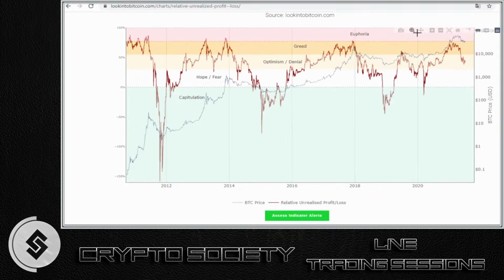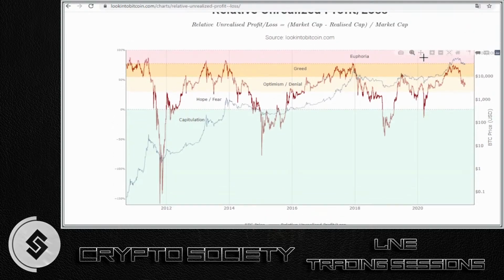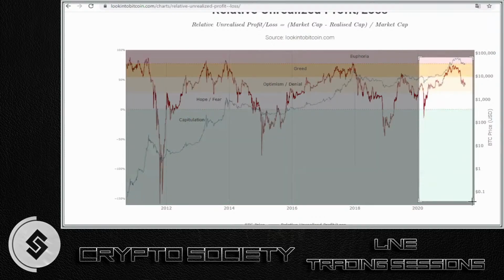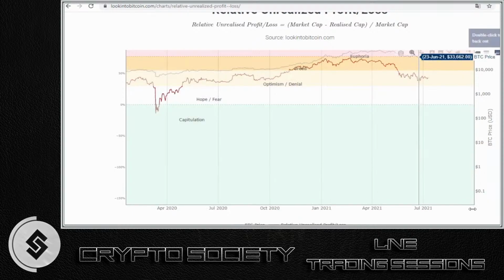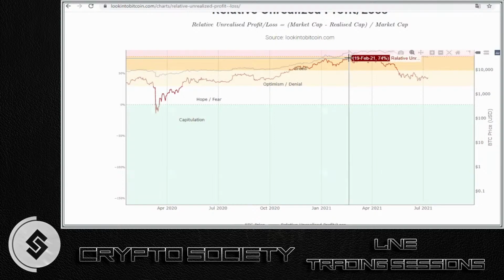Okay, so let's zoom in on this year. How it looked in 2021. We have this here. And look at it. We were very close to euphoria in February when BTC cost about 56K dollars. And for me, it was a very hard, very stressful time because this indicator is very often working.